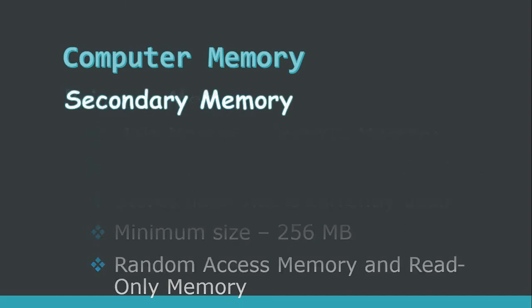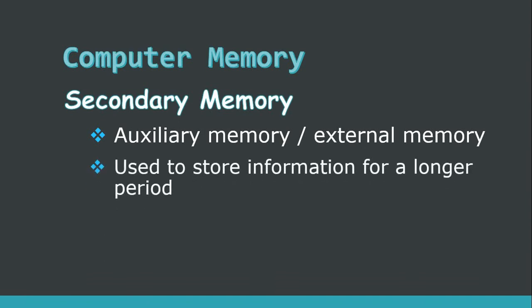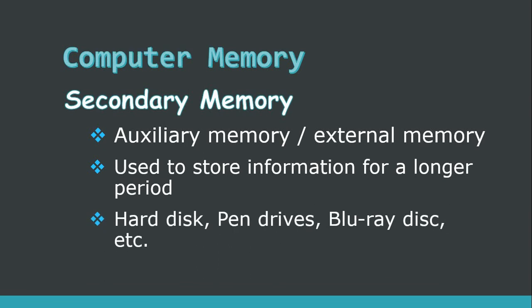Next, the secondary memory. It is also known as auxiliary or external memory. It is used to store information for a longer period. When a computer's memory is insufficient, it helps to store large amounts of data. There are many secondary memory devices. Some of them are hard disk, pen drive, Blu-ray disc and many more.